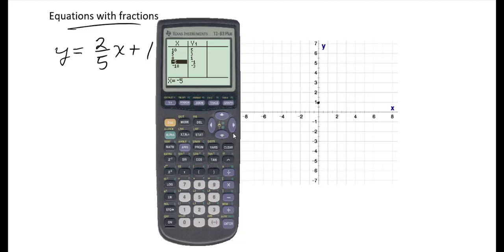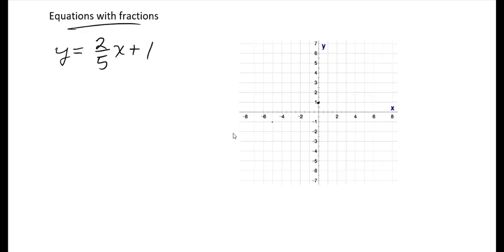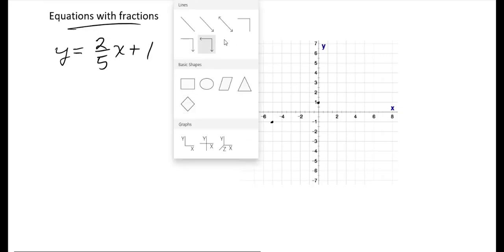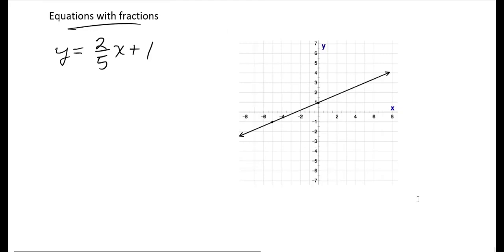So negative 5, negative 1. And now I have my graph, my 2 points, and now I can connect them with my line. And there it is, a nice accurate graph where we relied on integers instead of decimals.